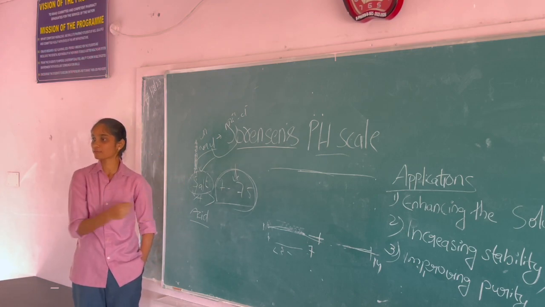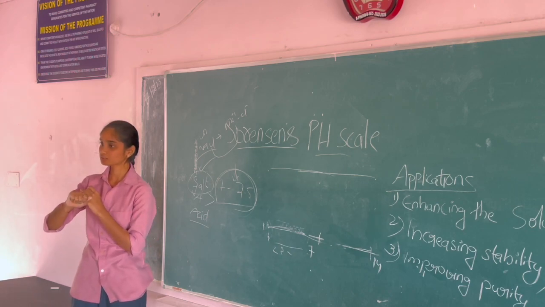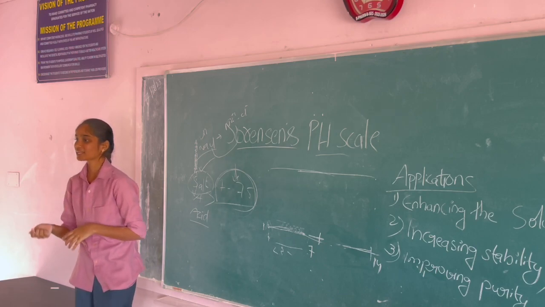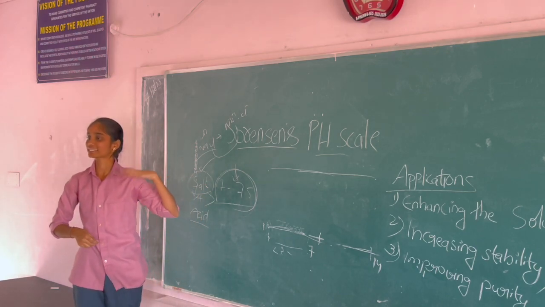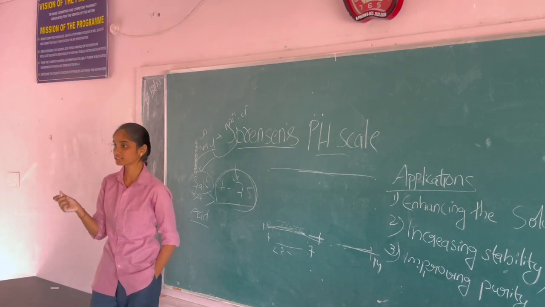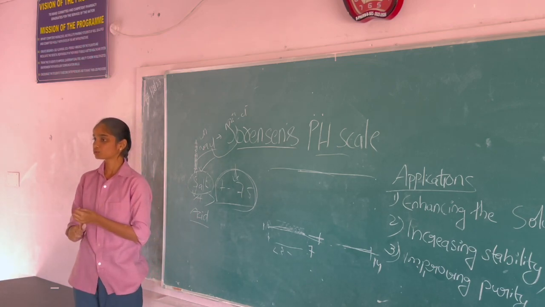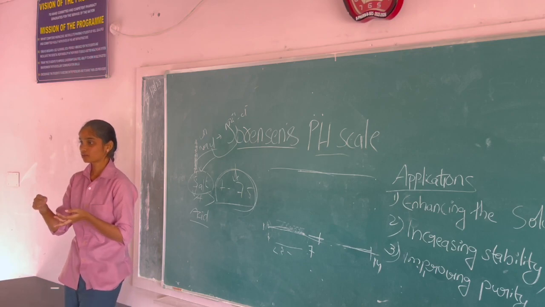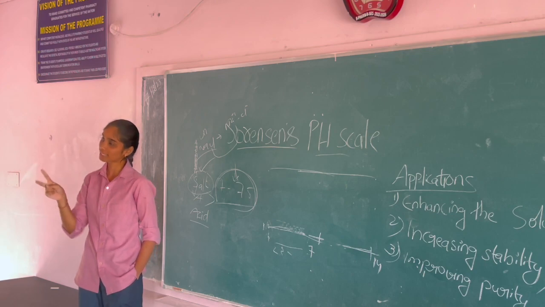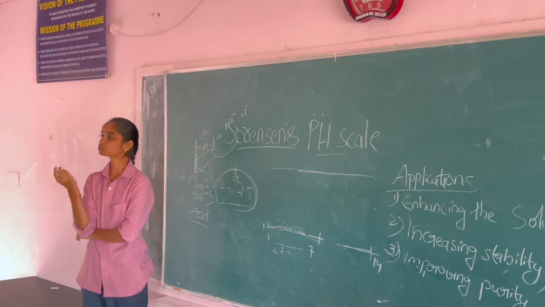So if we take proteins, the proteins are amphoteric compounds, meaning they can exhibit both acidic and basic nature because proteins are made up of what? Amino acids. If we recall our biochemistry subject, amino acids are classified based on groups, amino groups, carboxylic acid groups, and some other groups. That's why proteins exhibit both acidic and alkaline nature.